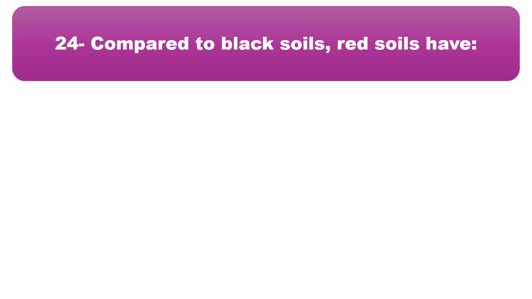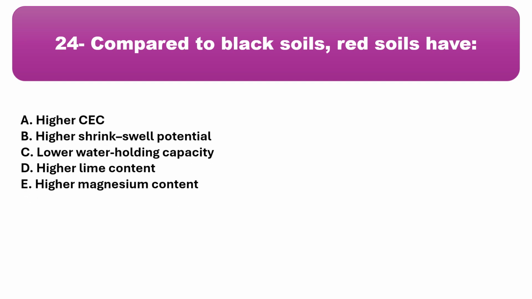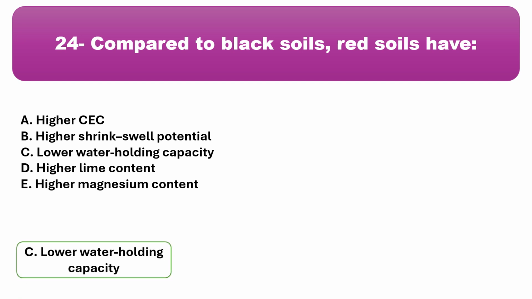Next question. Compared to the black soils, red soils have. See, here is an interesting question. Compared to the black soils, red soils have. Obviously, black soils have higher water holding capacity, whereas red soils have light texture and are also porous and well drained. So the correct answer here is lower water holding capacity. The black soils have higher water holding capacity, whereas red soils have lower water holding capacity.